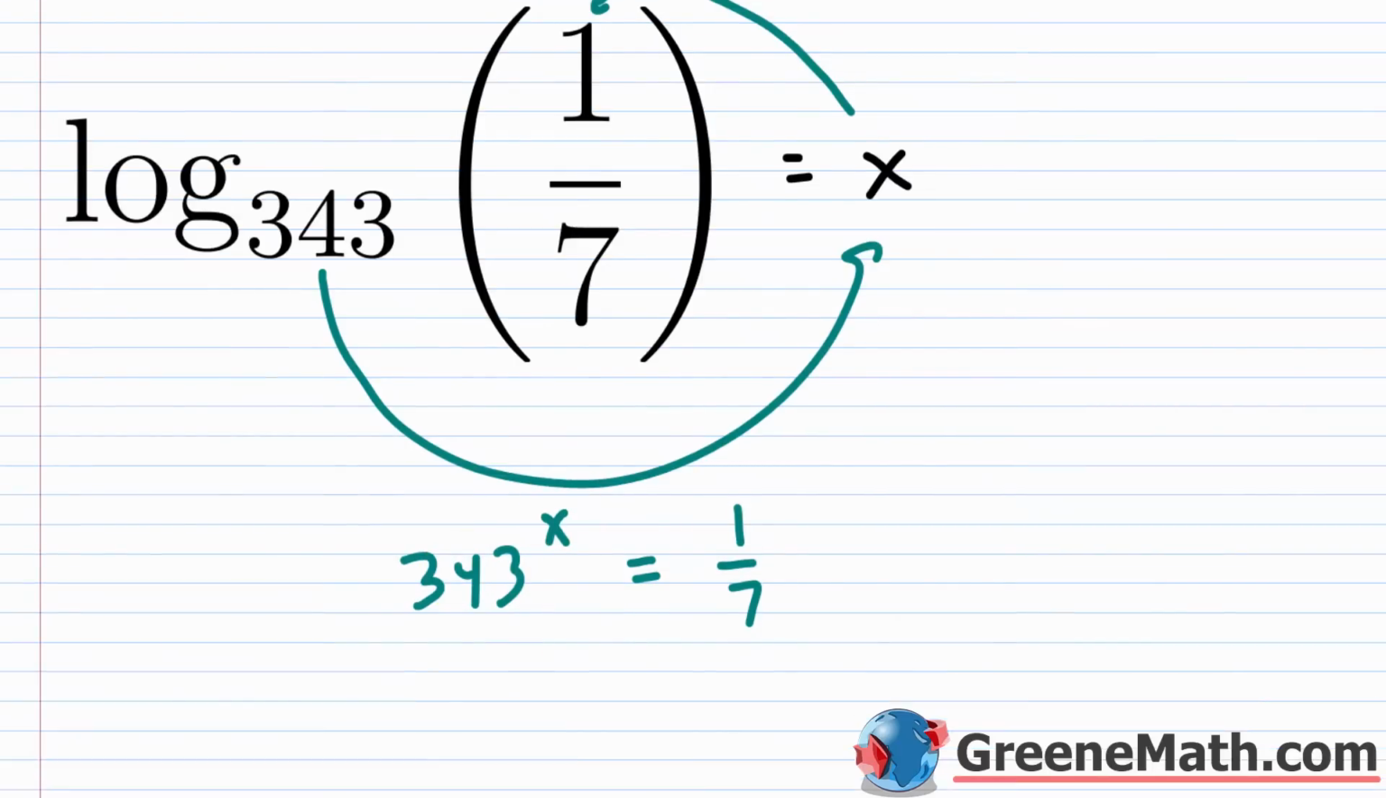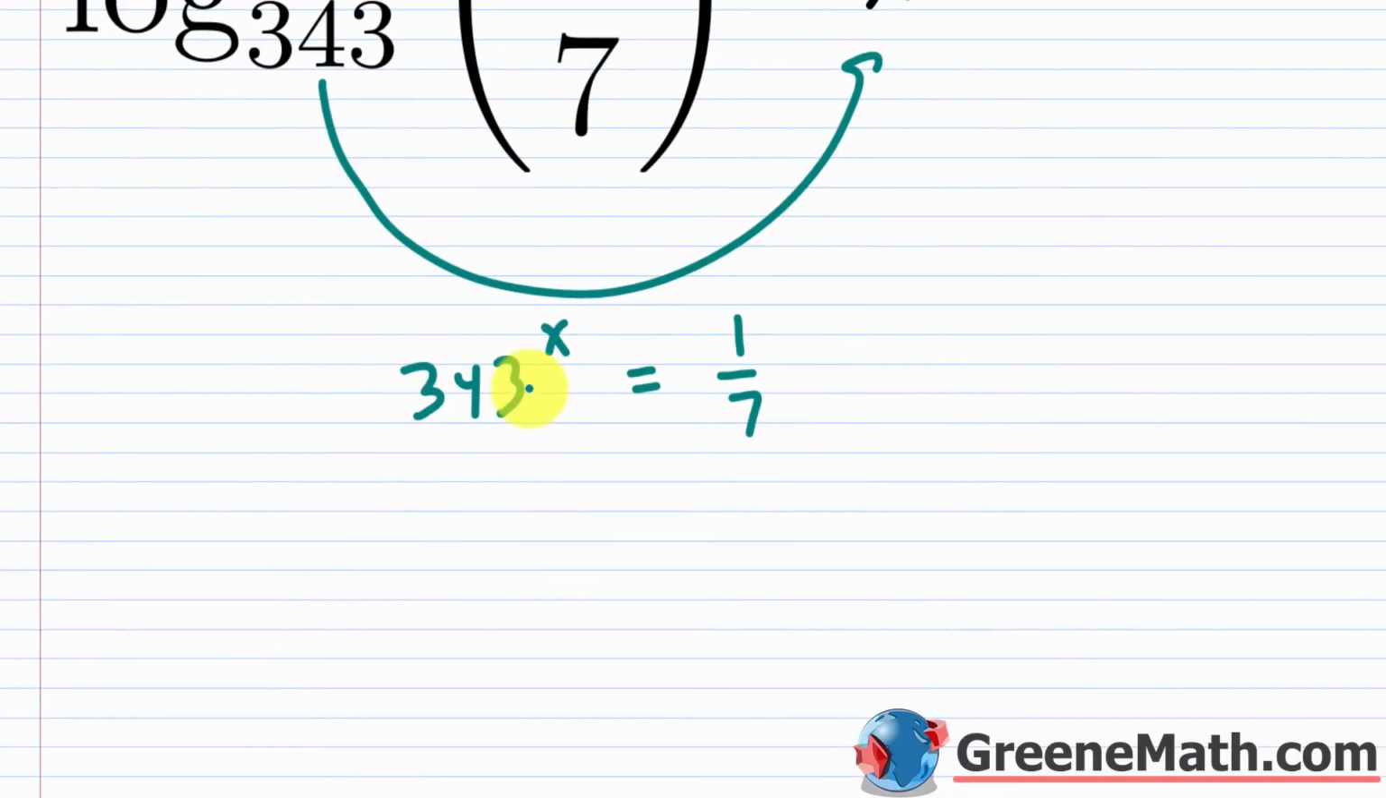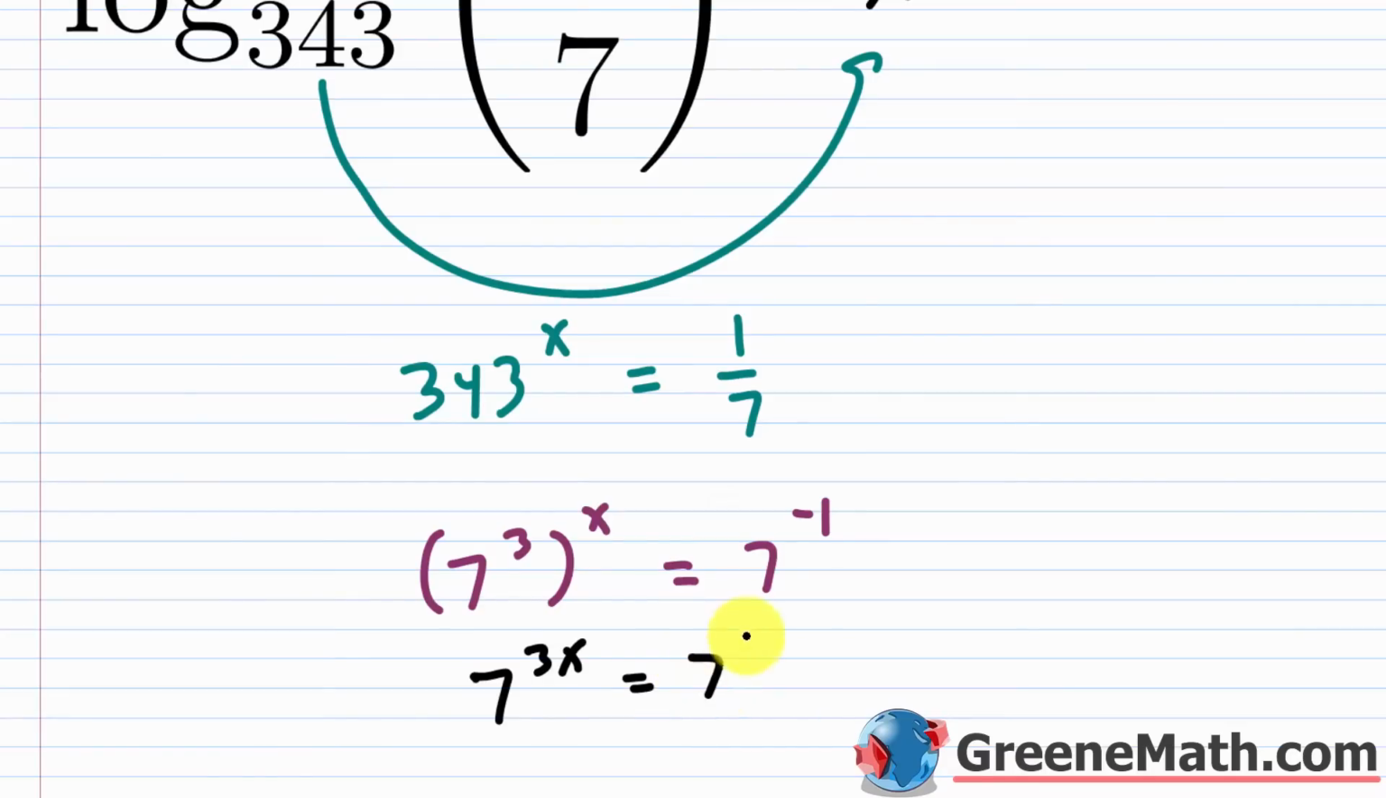Well, what you can do here, since you have a 343 here, and you notice you have a 7 here, well, 343 is really 7 cubed. It's 7 times 7, which is 49, then times 7 again, which is 343. So you could say that this is 7 cubed raised to the power of x, and this equals, for 1/7, you could write that as 7 to the power of -1. So here you could use your power to power rule. 7 stays the same, and then you're just going to multiply the exponents. So 3 times x is 3x, and this equals, here you'd have 7 to the power of -1.